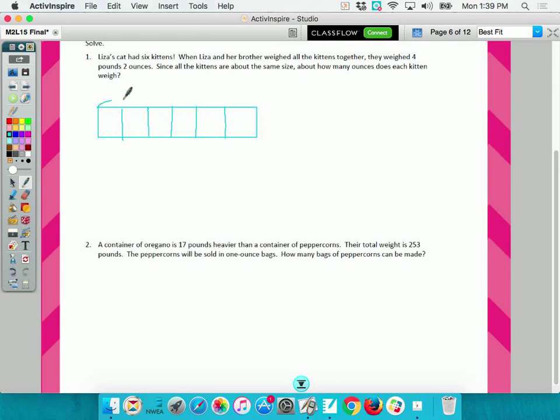And Thomas said all together those 6 kittens weigh 4 pounds 2 ounces. 16 ounces. And he's thinking ahead, thinking there's 16 ounces in a pound. Okay, so to start with, how would you figure this out? Would you take off the 2 ounces to start with? Yes. And just do 4 pounds.